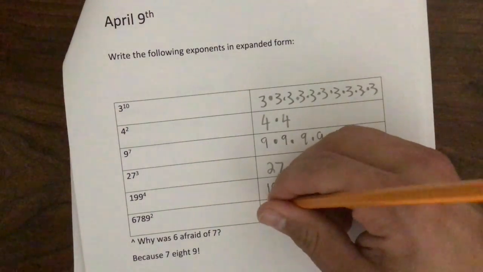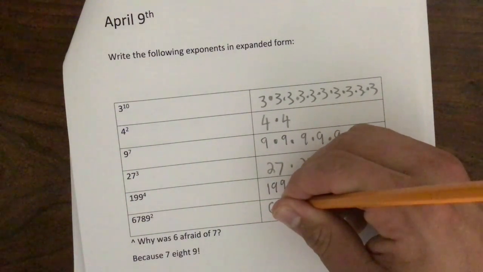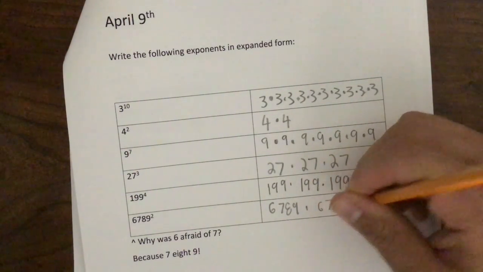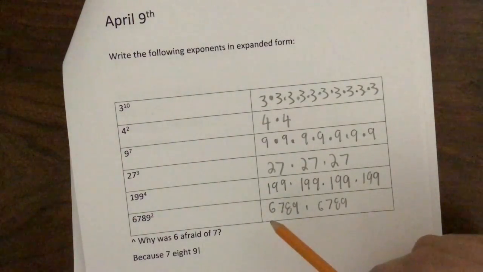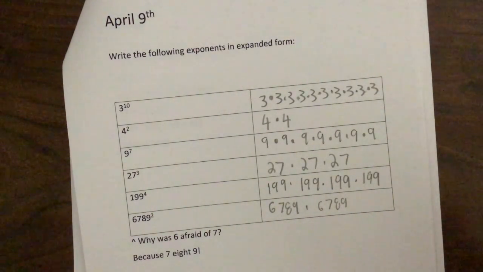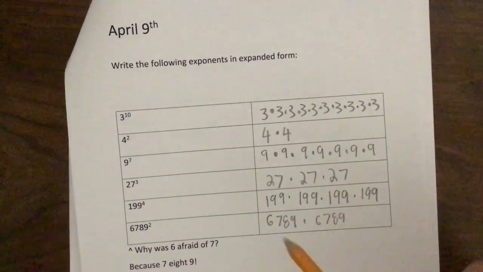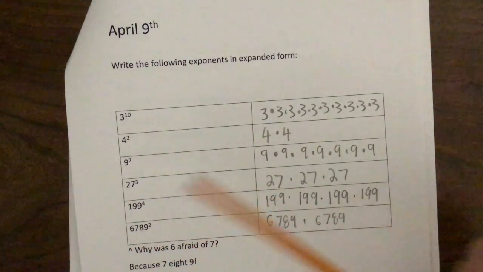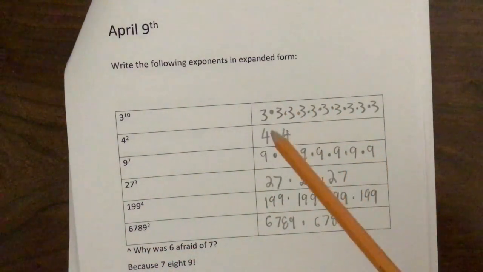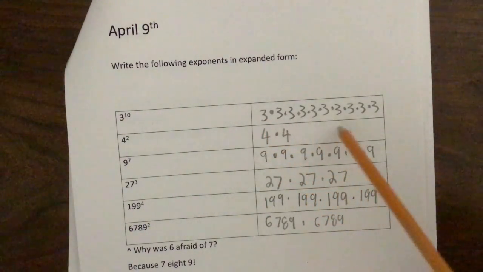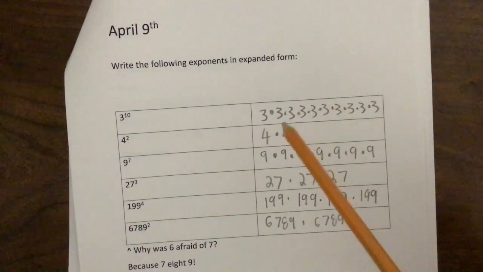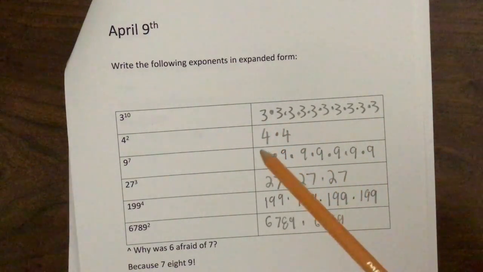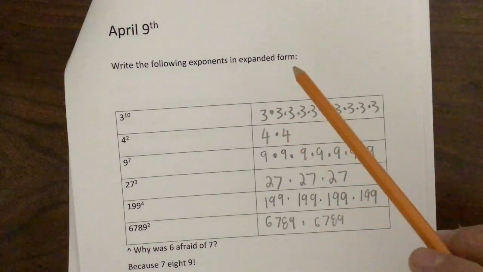All right, so 6,789 is my base, and I need to multiply it twice because 2 is my exponent. So 6,789 times 6,789. All right, so as you guys can see, expanded form is just getting used to taking this exponent and turning it into a multiplication problem. We are going to eventually solve this problem, okay? So get your calculators ready. Gonna have lots of multiplication signs to enter in and lots of numbers, okay? Right now, all I want you to do is put it in expanded form.